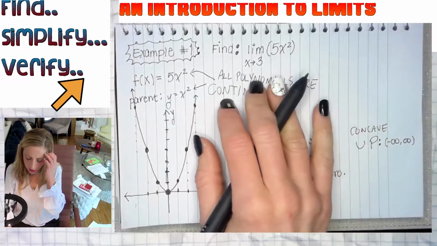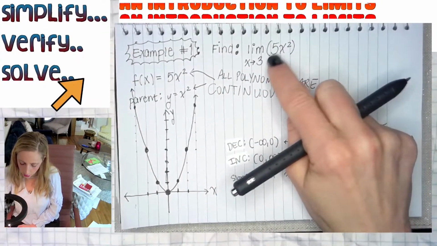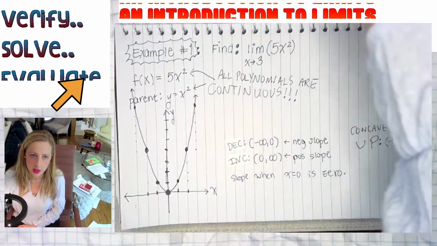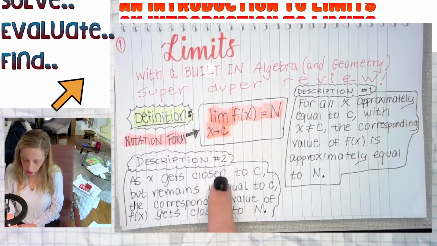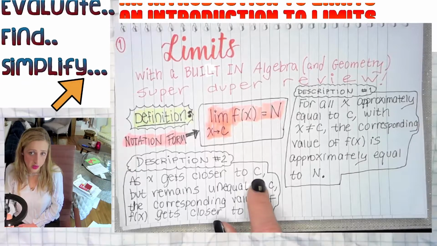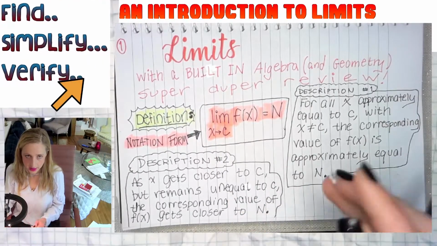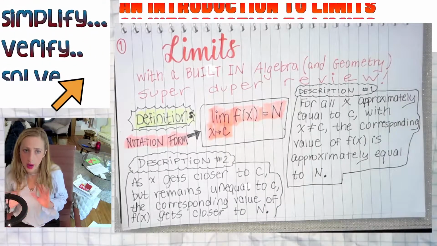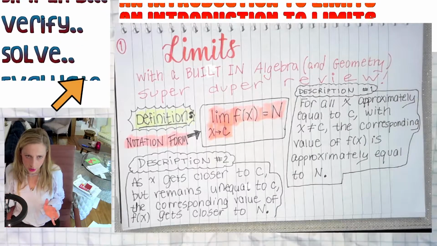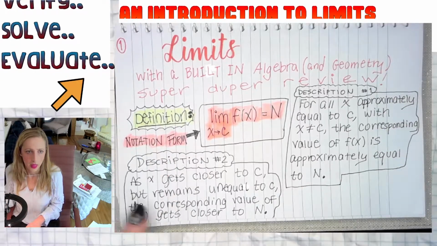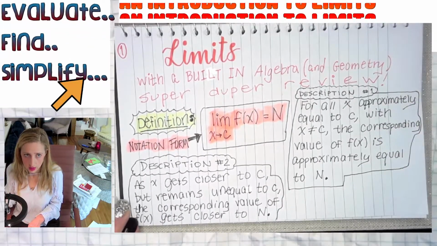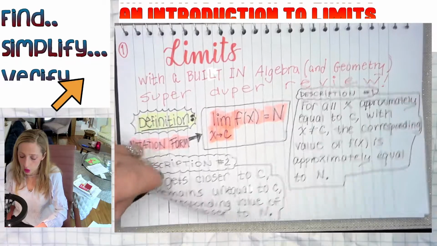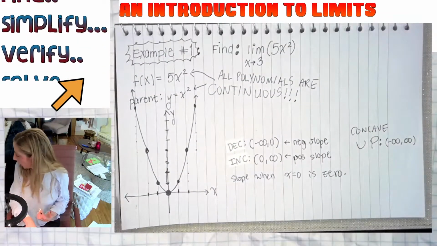Anyhow, we want to find the limit as x is approaching 3. If we compare this to the definition, let's look at this one. As x gets closer to c, in this case, what's c? 3. As x gets closer to 3, but remains unequal to 3. We're just getting closer to 3 for the x value. The corresponding value of the function, the y value, gets closer to our limit. In an ideal world, that is.